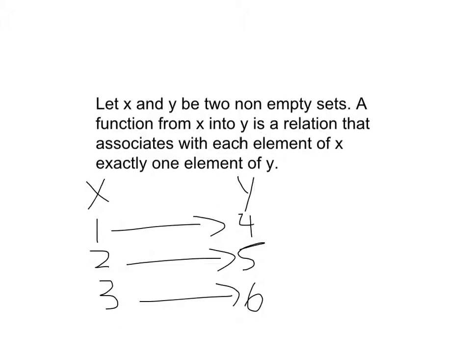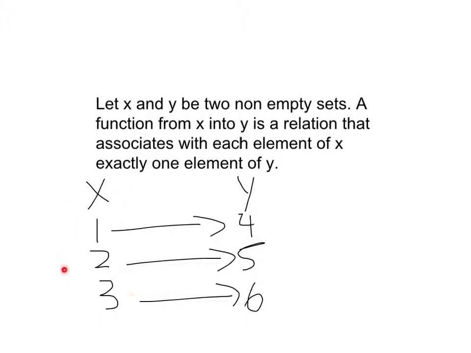Sometimes two x's have the same y, like both 1 and 2 might go to 4, but that's different because 1 goes to 4 and 2 goes to 4. 1 doesn't go to 4 and 5. It only matters where the x goes. It's okay if a y technically has two x's.